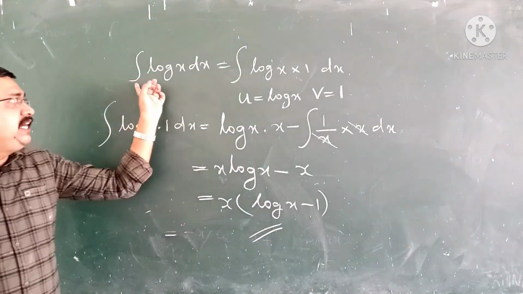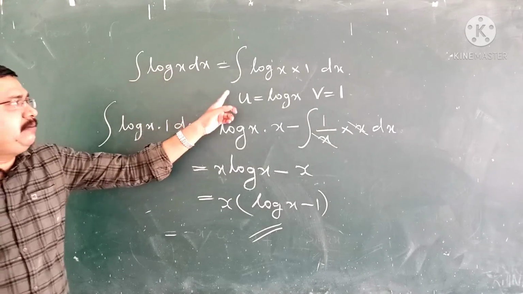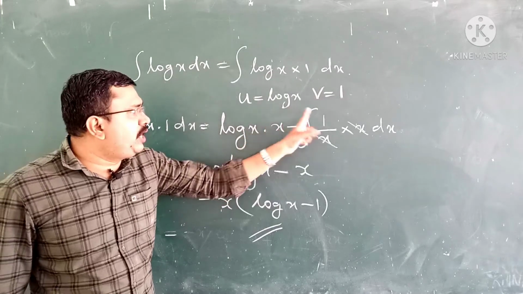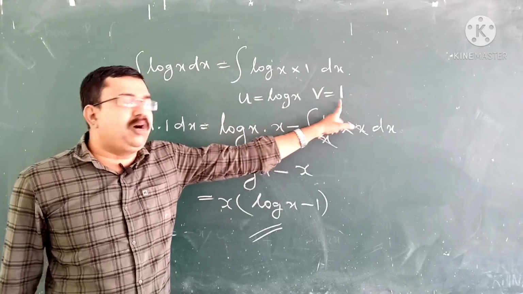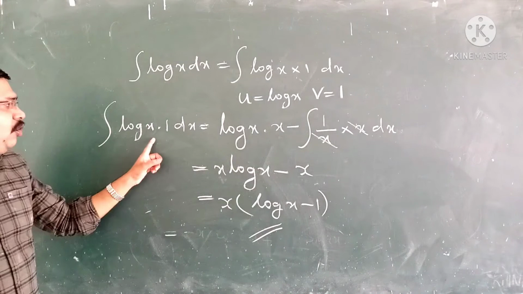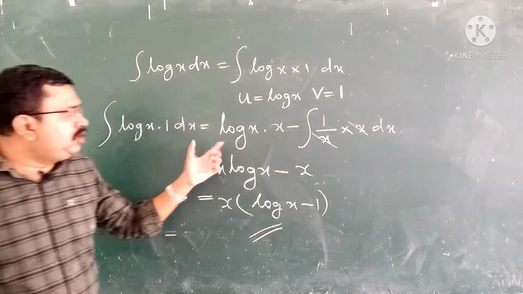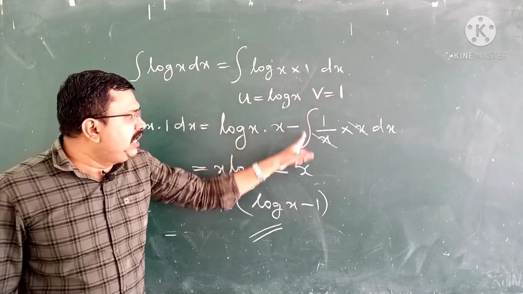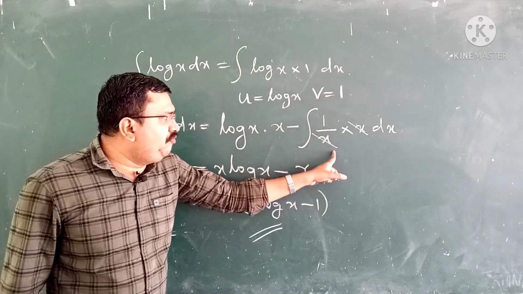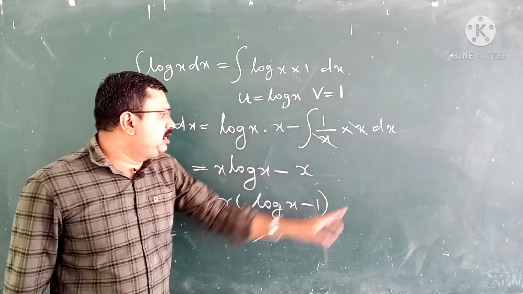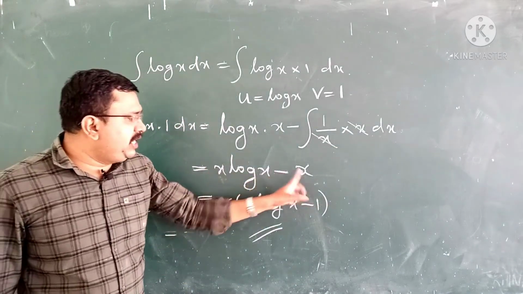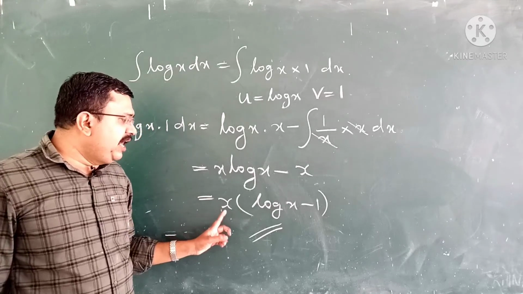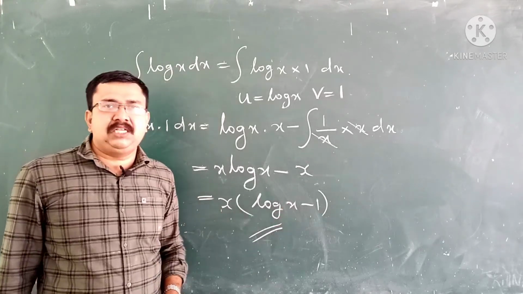Therefore remember that integral of log x dx can be written as log x into 1. Therefore first function is log x and the second function is 1. Therefore integral of log x into 1 dx is equal to first function into integral of second minus integral of derivative of first into integral of second, that is x log x minus x. x can be taken outside, then the final answer is x into (log x minus 1).